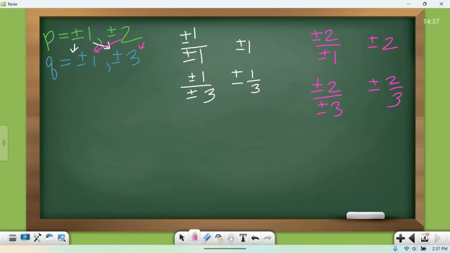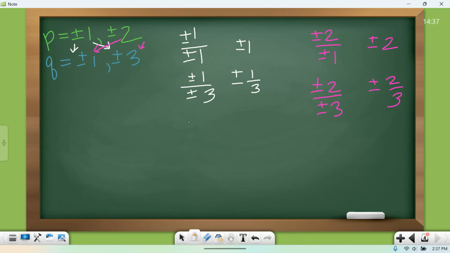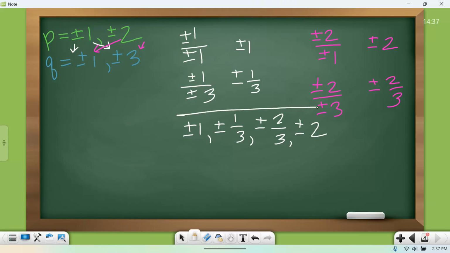Now you can write them like that. It's much quicker. So you have 4 possible answers. So the way you would write your factors are +or -1, +or -1/3, +or -2/3, and +or -2. And those are all your factors.